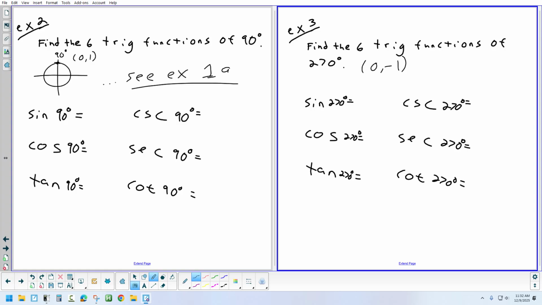All right, so let's do these 3. What's the sine of 270?